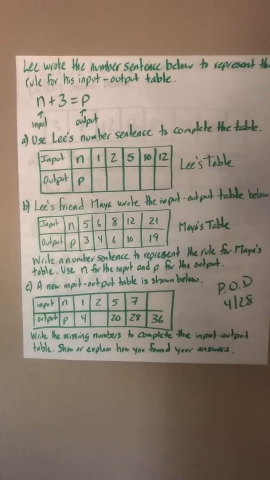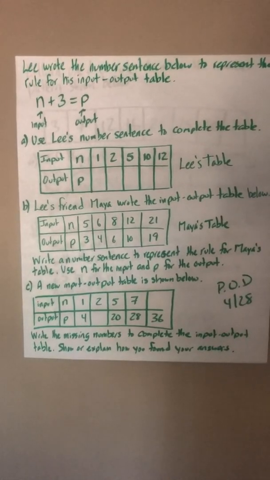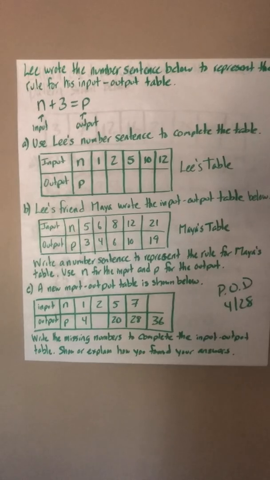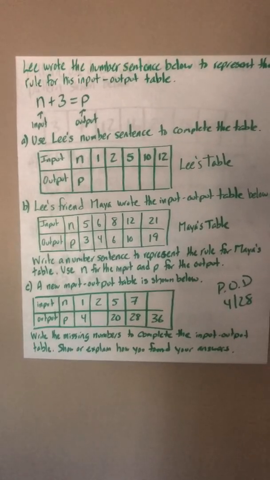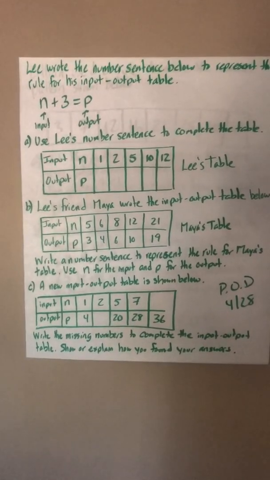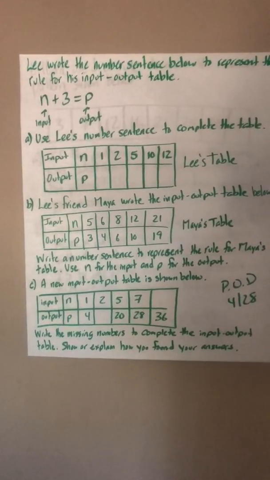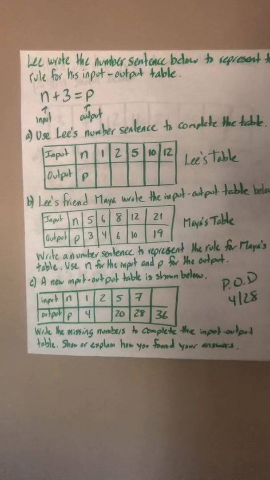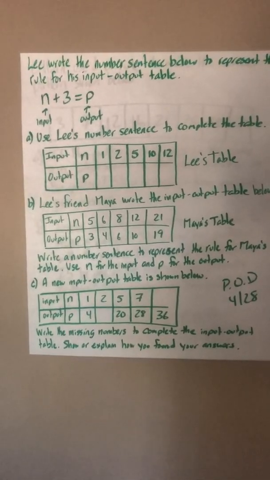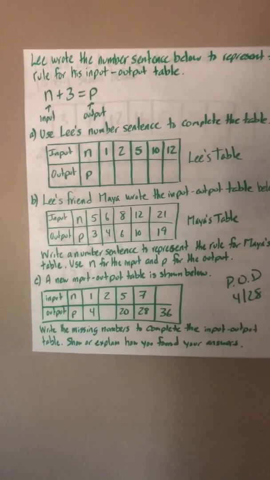Part B, Lee's friend Maya wrote the input-output table below. So her inputs are 5, 6, 8, 12, and 21. Her outputs are 3, 4, 6, 10, and 19. Write a number sentence to represent the rule for Maya's table. Use N for the input and P for the output.